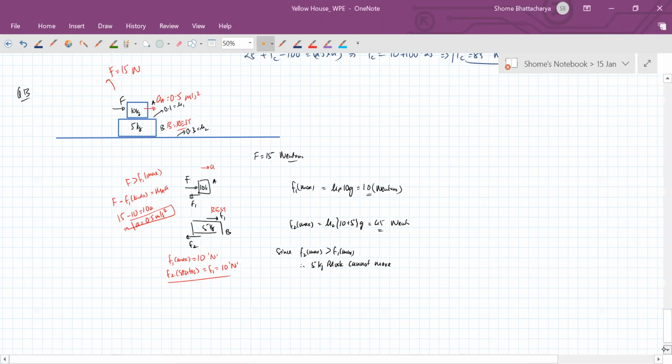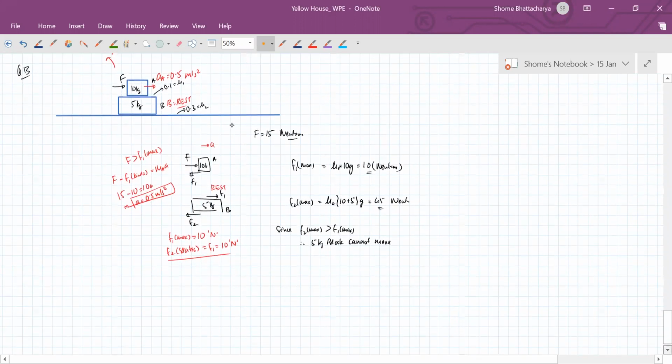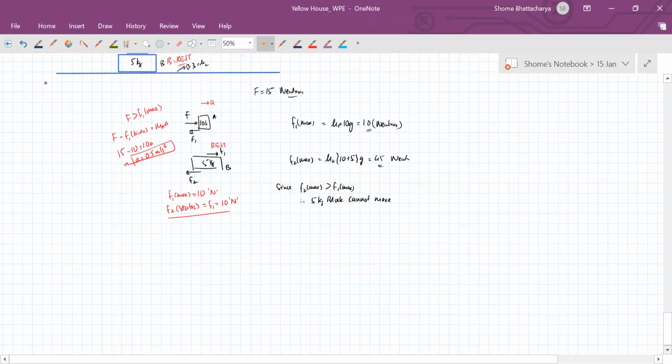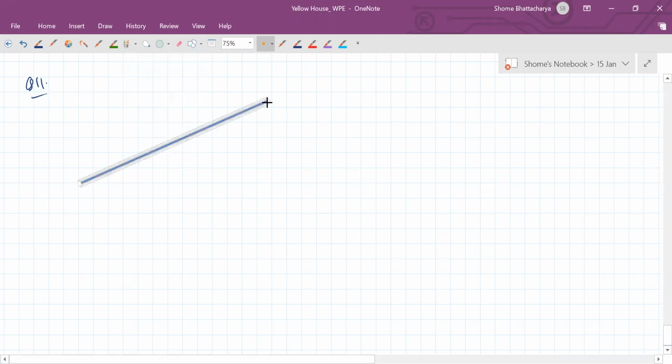Okay, next Ansh, I'm moving to your doubts. This is question number 11 from the same cumulative test. So let's finish maximum doubts from the cumulative test today. So we have this kind of rough inclined plane problem.